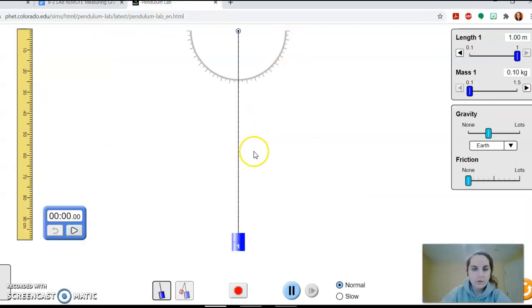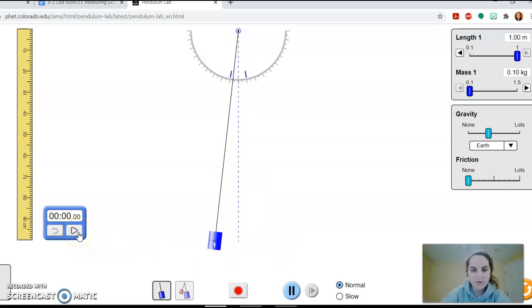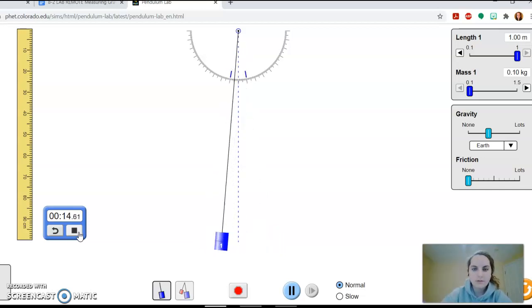So I go to my pendulum, I set my degree to 10 degrees, and I let it go. And as you can see, it's starting to move. What I want to do is hit the stopwatch when it hits the blue line on the right. So right now. That's going to be 1 swing, 2, 3, 4, 5, 6, 7, 8, 9, 10.